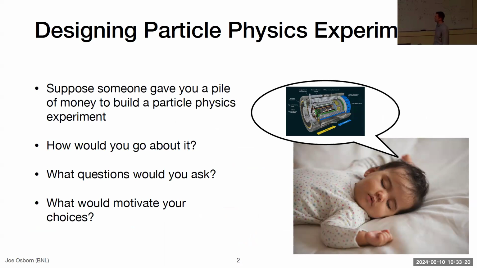Suppose you were dreaming as nicely as this baby is about someone who gave you a pile of money to build a particle physics experiment. And you got to design something from scratch, like, for example, the EPIC experiment. So what I'd like to ask you all is, how would you go about it? What questions would you ask, and what would motivate your choices? I'm curious to hear your thoughts. And if you don't have any, that's okay too. But I think these are the kinds of things that you should think about. For example, in the discussion sessions tonight, I think you should consider what kind of things would drive your choices. Maybe you'll dream about it tonight.